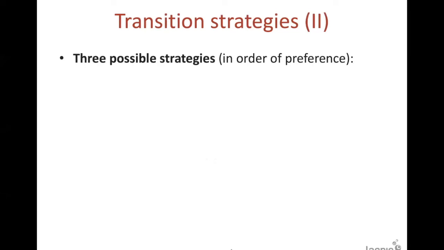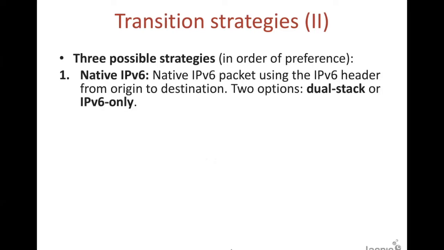If we think about the different transition mechanisms that exist today, I am going to explain several of them in a few minutes. We can in some way divide them in three different categories, okay? Basically, let's begin with native IPv6. This one is very important for me, that you are aware of what a native IPv6 is, okay? Basically, when we talk about native IPv6, we are talking about moving IPv6 packets without any kind of translation and without any type of tunneling, okay?